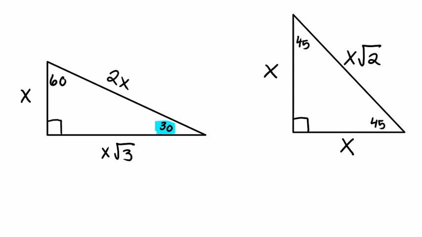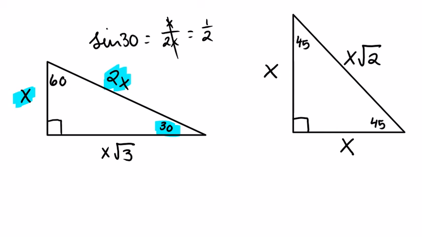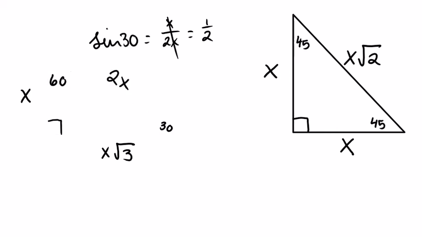If I talk about the sine of 30 degrees, that would be opposite over hypotenuse. So sine of 30 degrees here, SOHCAHTOA, is x over 2x, which the x's cancel out here, and that becomes 1/2. Now that holds the exact same ratio as the cosine of 60 degrees here.